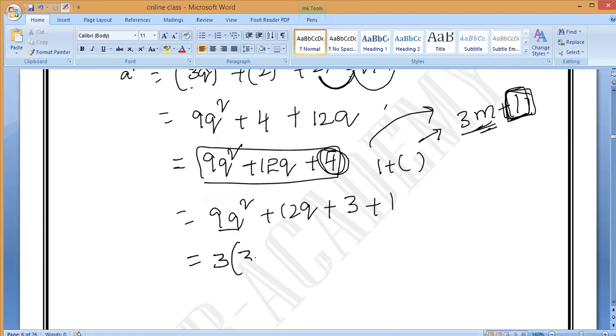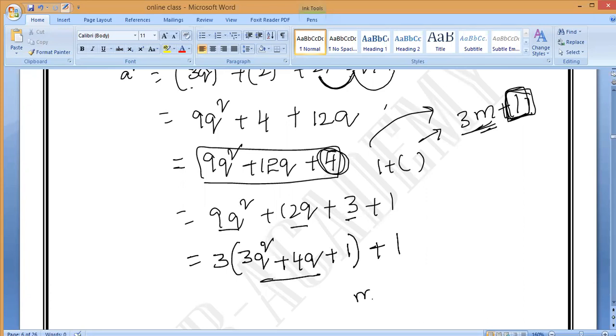Take 3 common: 3 bracket 3q square plus 4q plus 1. Next, 1 write as it is. Do you understand this step?